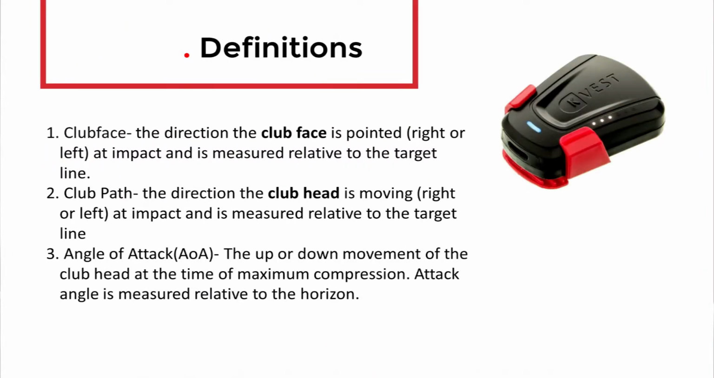Okay, so some definitions real quick to go through. Club face is the direction the club face is pointed right or left at impact and is measured relative to the target line. Club path is the direction the club head is moving right or left at impact and is also measured relative to that target line. And angle of attack is the up or down movement of the club head at the time of max compression. Attack angle is measured relative to the horizon line.